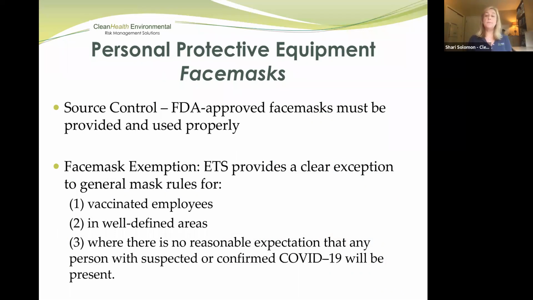And so when I talk about PPE, I'm talking about face masks, and I'm also talking about respirators and gloves and all those other components of PPE. So we know that part of your COVID plan, you clearly have your PPE and what is specified. FDA approved face masks must be provided, used properly. You need to document that.